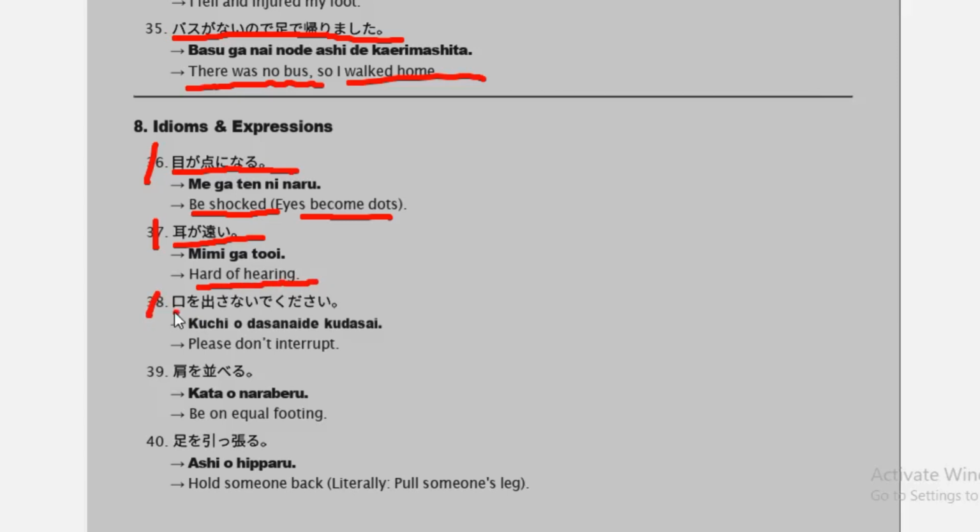And the next example is kuchi o dasanai de kudasai. Kuchi o dasanai de kudasai means please don't interrupt. The next example is kata o naraberu. Kata o naraberu means be on equal footing. The last example is ashi o hipparu, means hold someone back.